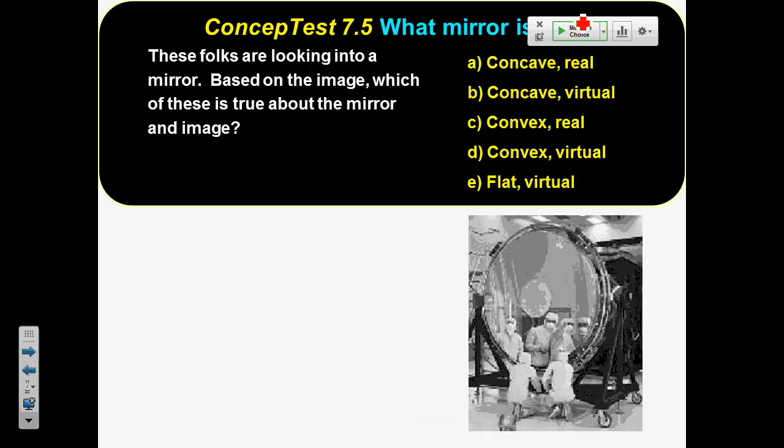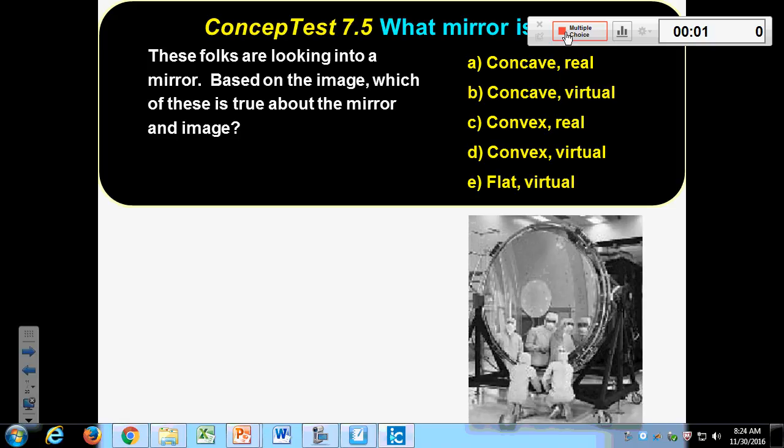Let's do this one, then we'll wrap up. These folks are looking into a mirror. Based on the image, which of these is true about the mirror and the image? So notice these are the people right here, and this is their image. It's an upright image, and it's bigger than they actually are. They look real big. So what type of mirror is it, and what type of image is it? And then we'll make this the last one.